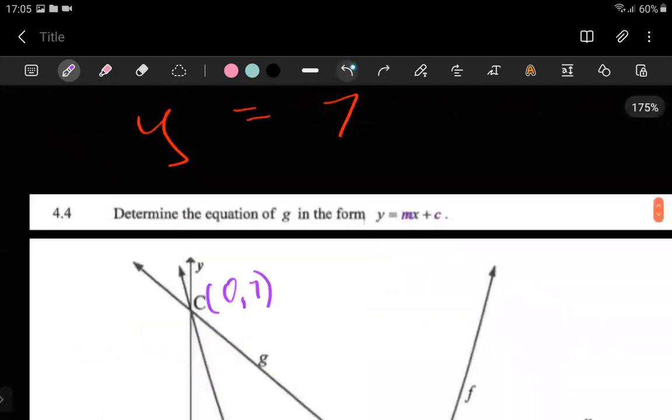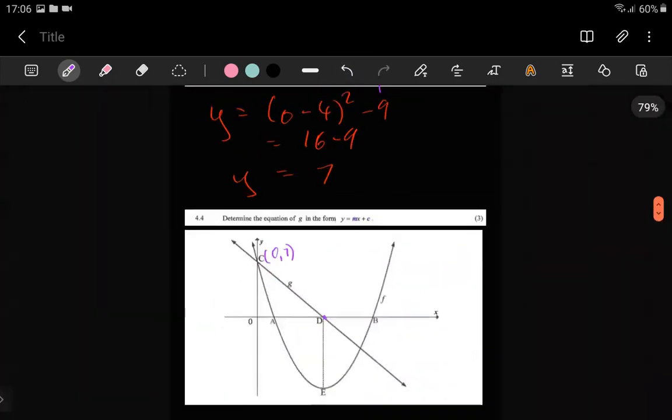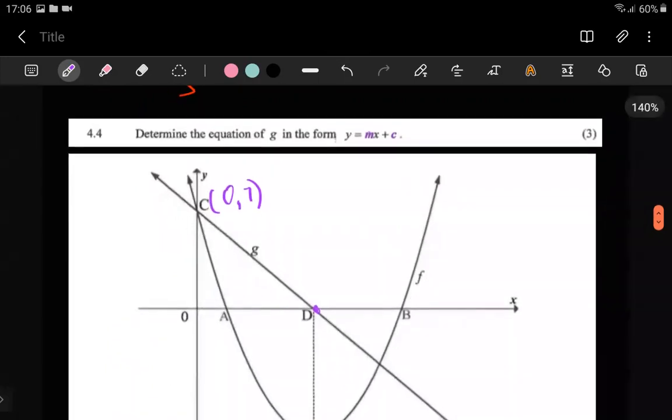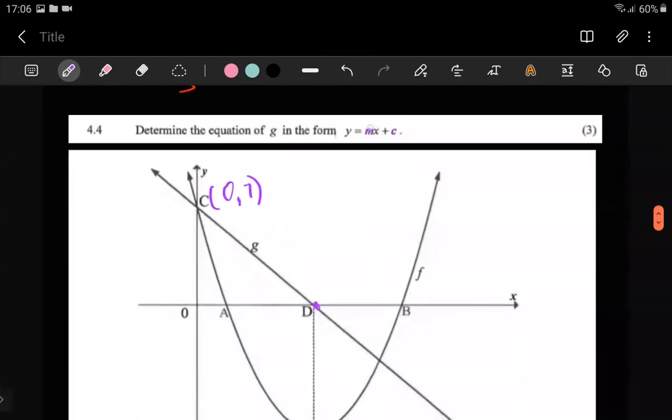So you should just be asking yourself, okay, fine, amongst these two things, what do I have and what do I need to work out? Because if you have it, you can just throw it in. If you don't have it, you have to work it out. So with what we're given, do we have the gradient already? No. What about the y-intercept? Do we have the y-intercept of our graph?